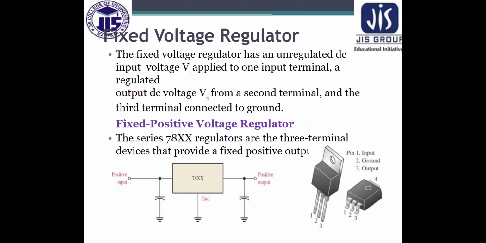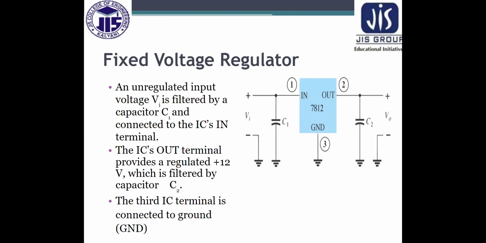Next is the fixed voltage regulator. Fixed positive voltage regulators are the 78XX series. If an unregulated DC voltage is applied to a fixed regulator, it will produce a fixed output voltage. The IC pin number 1 is input, 2 is ground, and 3 is output.